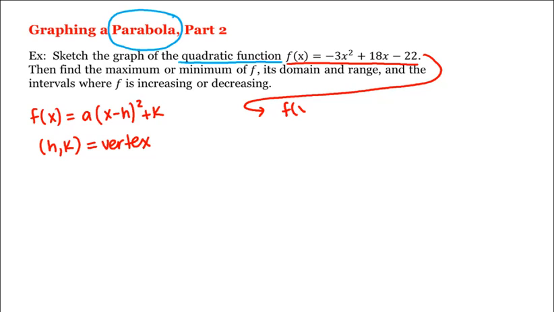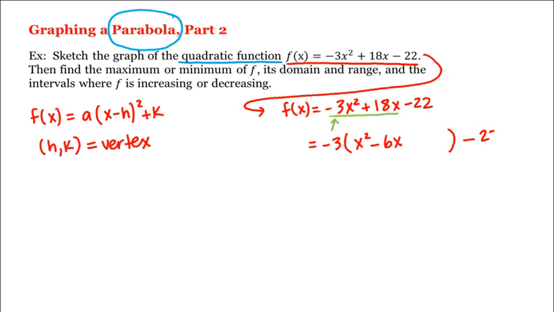So we have f of x is equal to negative 3x squared plus 18x minus 22. And now the first step in completing the square is to make sure that the coefficient of the square term is 1. And right now it's negative 3. So what we'll do first is factor negative 3 out of these first two terms. That is, this is equal to negative 3 times x squared minus 6x, and then we still have the minus 22.